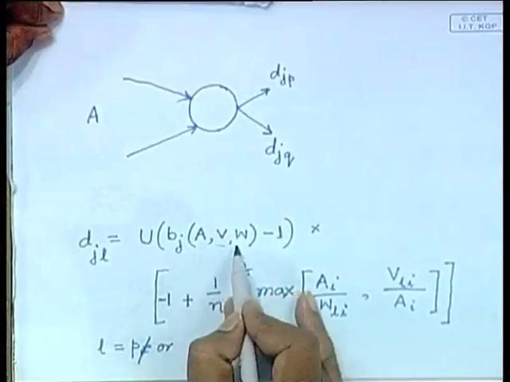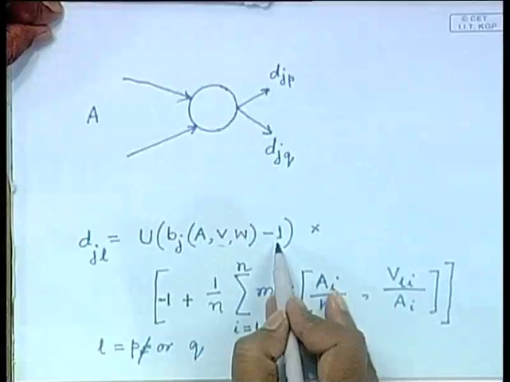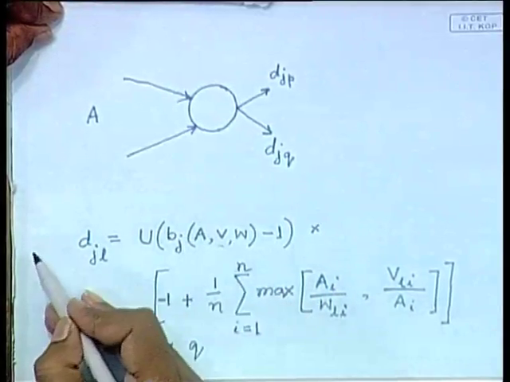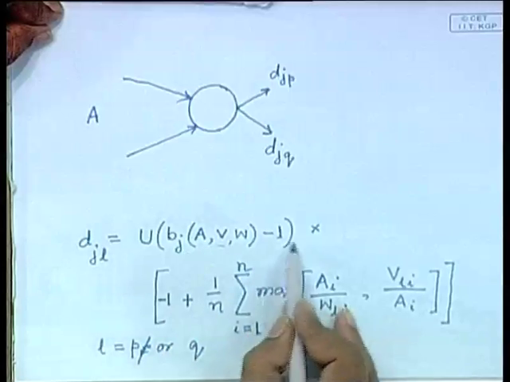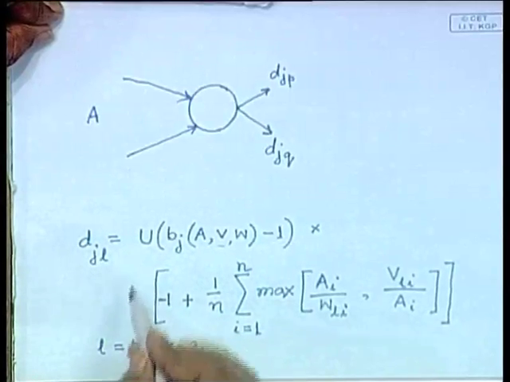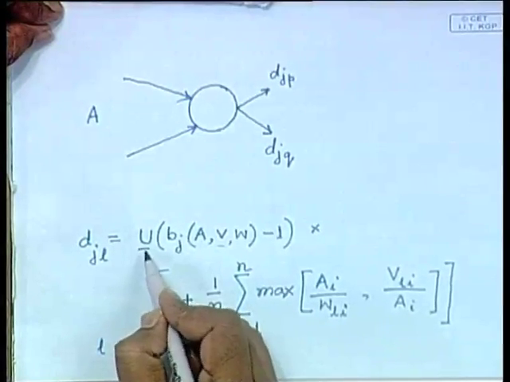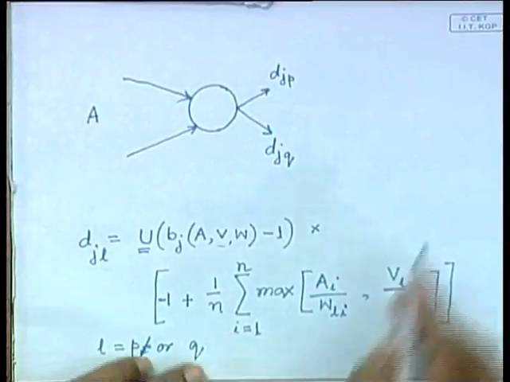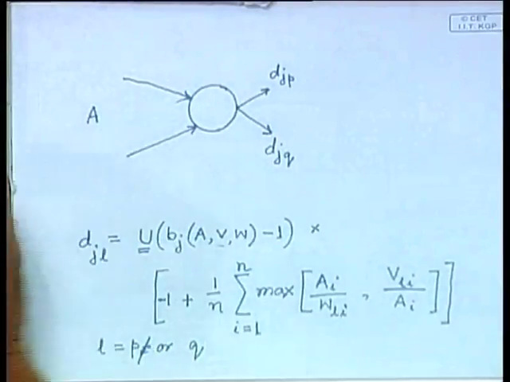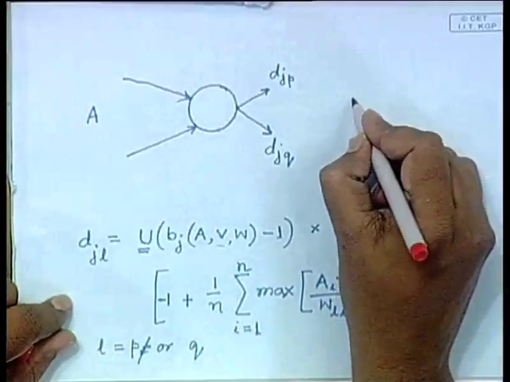So, you find that if the point falls within the hyperbox, then bj(A, V, W) minus 1 is equal to 0. If it falls outside the hyperbox, the overlap region, in that case this value is negative. Okay. And if I use this u to be the unit step function. So, here what is u? U is the unit step function.